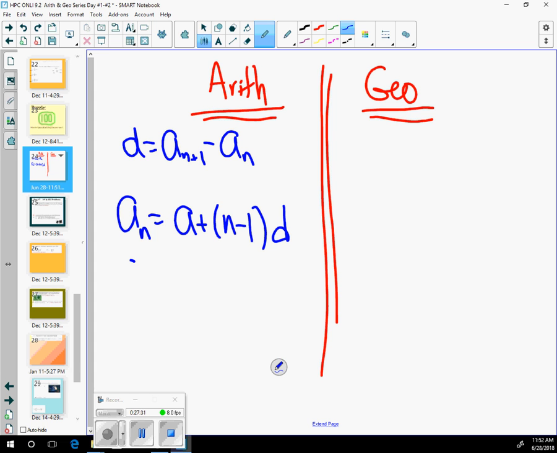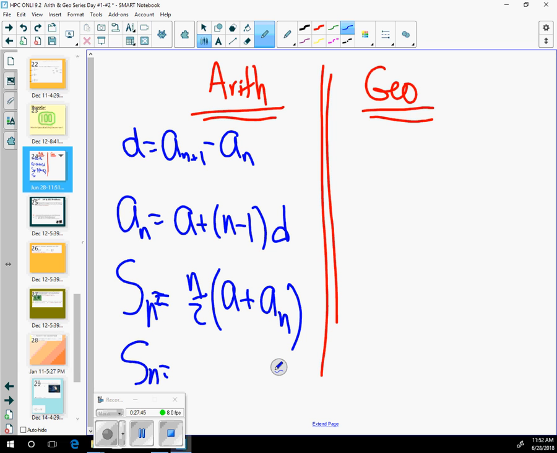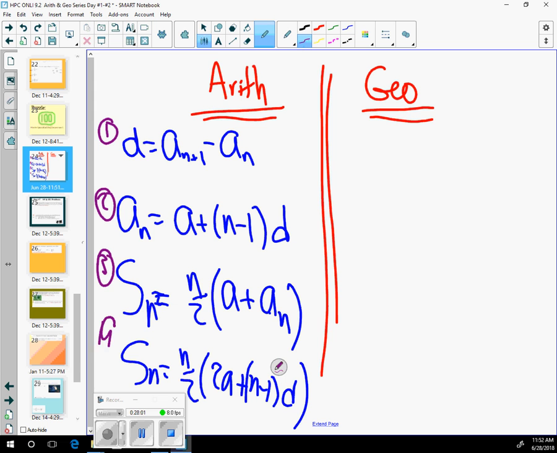For the sum, there's actually 2 formulas that I like. I like n over 2 times the first plus the last. I also like plugging this second formula in for a of n to get the one we proved, 2a plus n minus 1 times d. So those are the 4 formulas for arithmetic that you're going to use. Super helpful. For geometric, the common ratio is the n plus 1 term over the nth term.